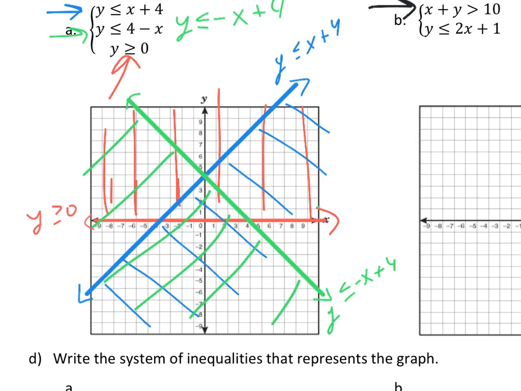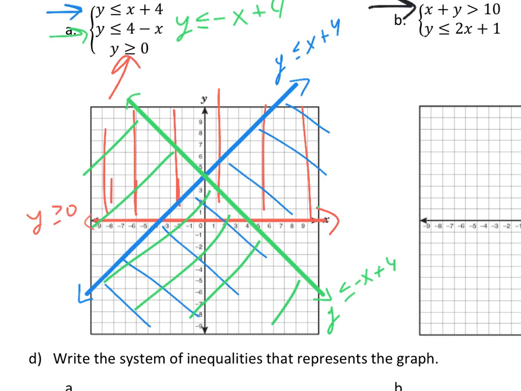So now I need to look and see where are all 3 colors. Well, here is just blue and red. Here is blue and green. Here is red and green. Here is just red. But right in the middle here is red, blue, and green.